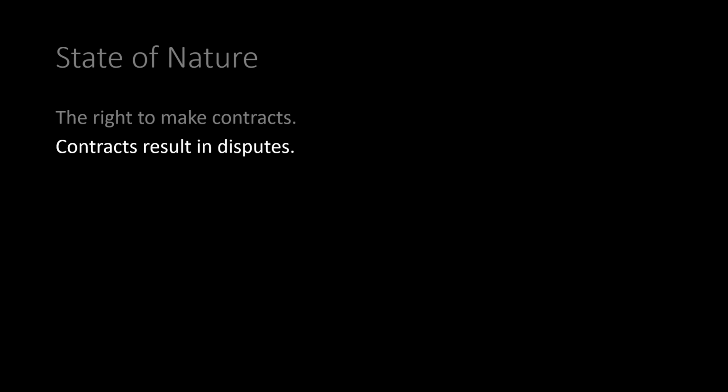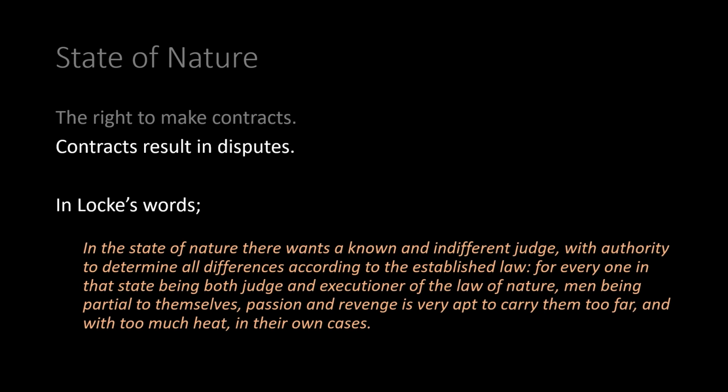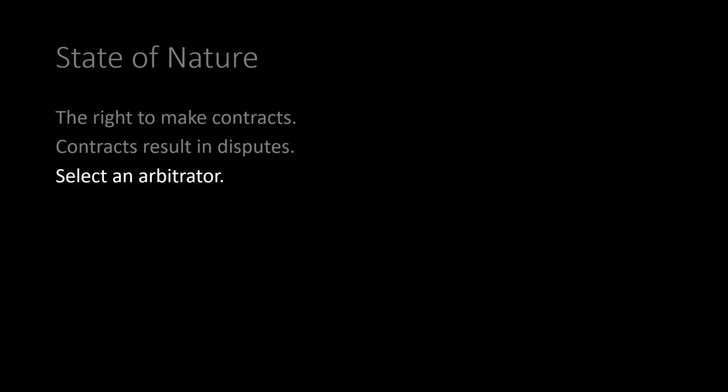whole lot of unpleasantness. Here's how Locke states the case, quote, in the state of nature, there wants a known and indifferent judge with authority to determine all differences according to the established law. For everyone in that state being both judge and executioner of the law of nature, men being partial to themselves, passion and revenge are very apt to carry them too far, and with too much heat in their own cases. End quote. To avoid this unpleasantness, we agreed to submit the facts to an impartial judge and to abide by the judge's decision in the case.